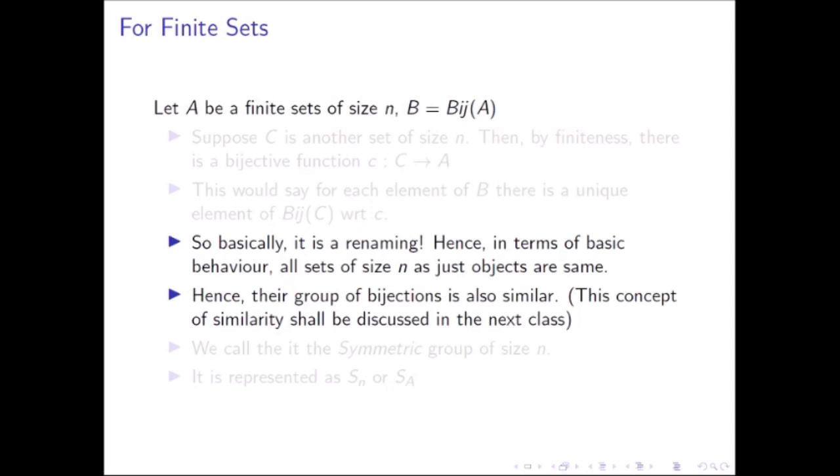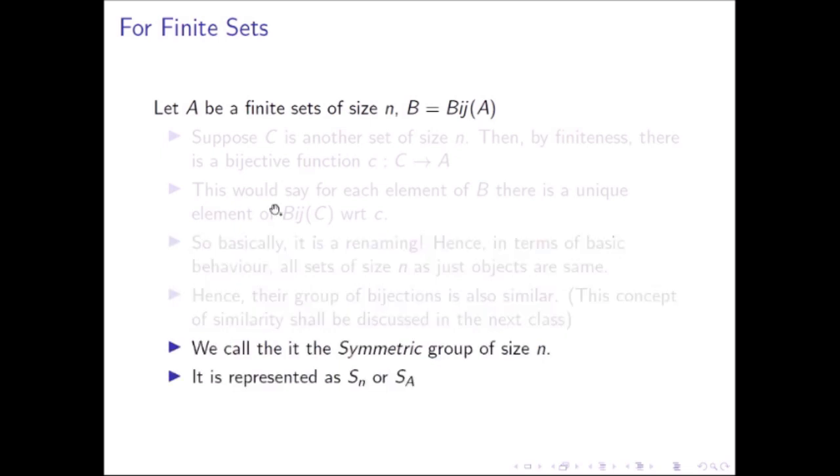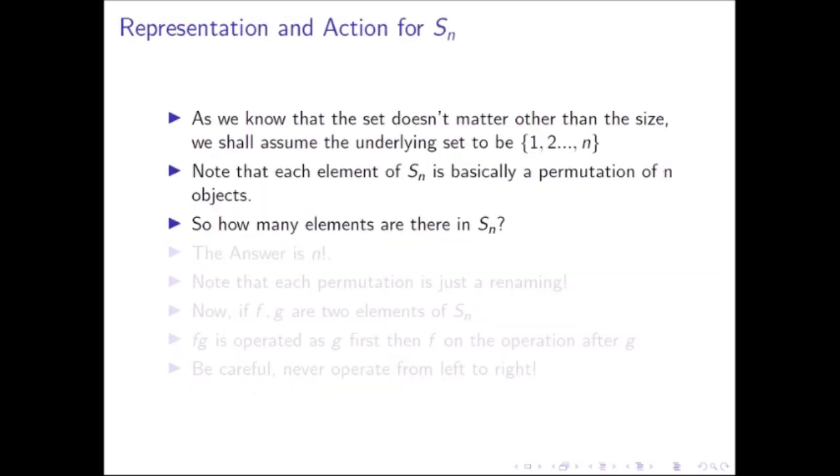So the groups of bijections of similar size sets behave similarly. The set doesn't matter, the size matters when we are looking into Bij of that set. We call it the symmetric group of size n, and it is represented as Sn or SA. Note that SA and SC might appear to be different, so we prefer the notation Sn, which only deals with the size of the groups. As we have already observed, only the size matters. So we now look at the representation of Sn and how it behaves.